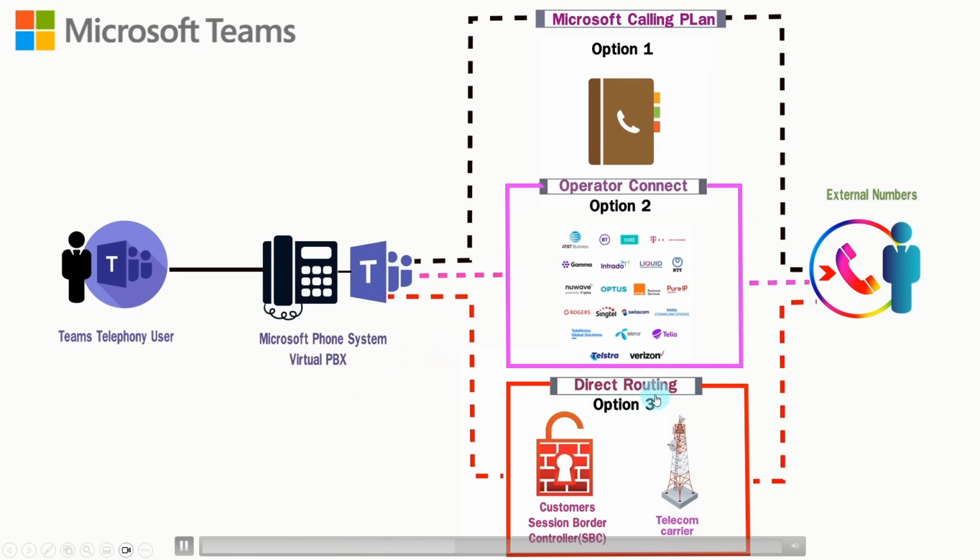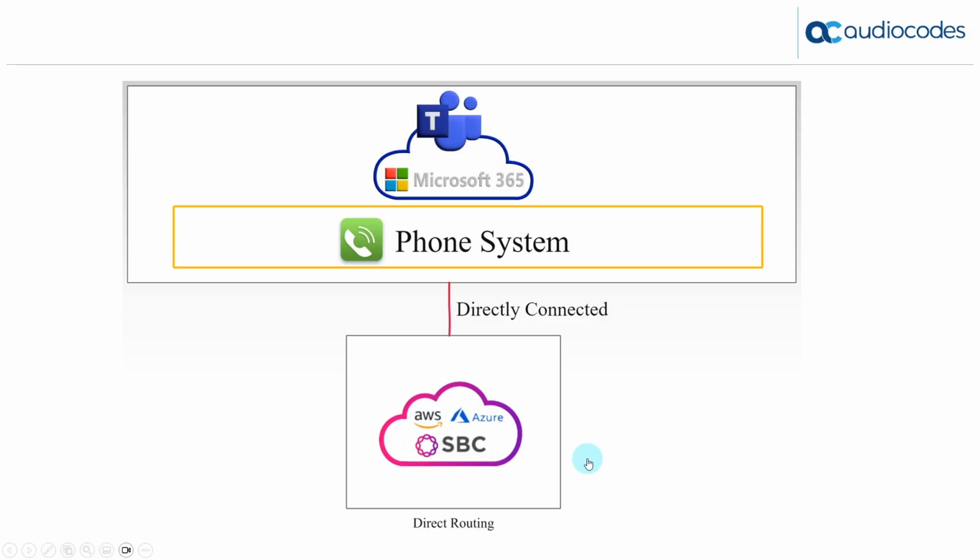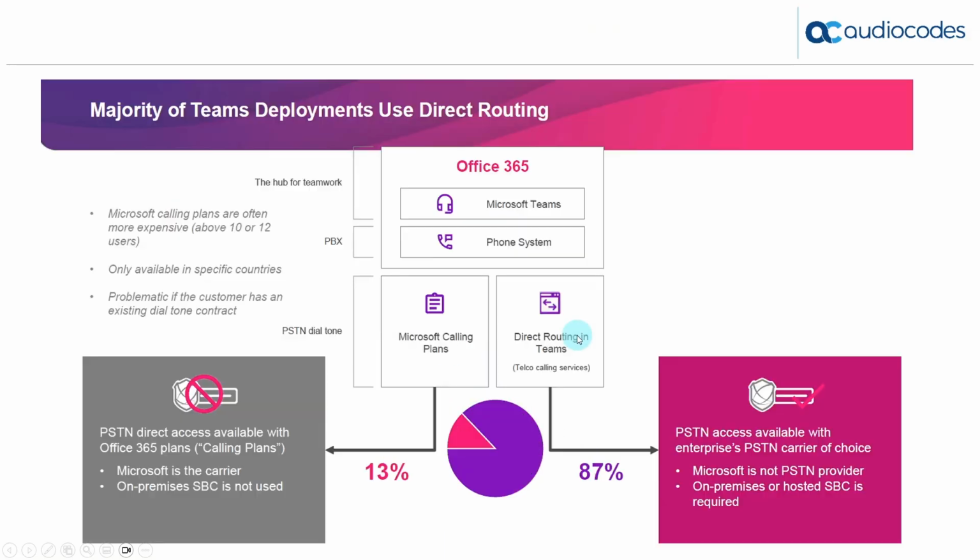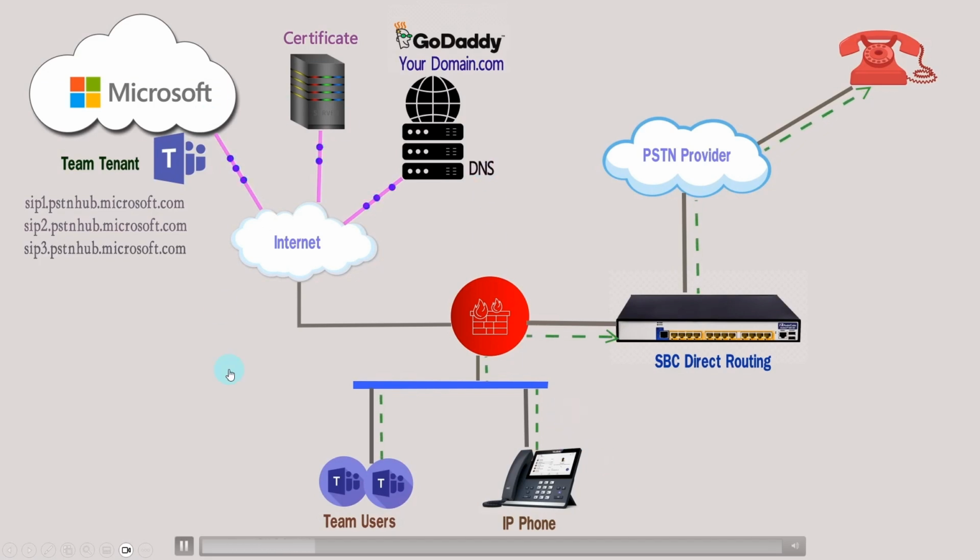So we are going to use direct routing option 3, where the SBC comes into the picture, which is directly connected to the IP phone system. Most organizations, 87%, are using direct routing. This is the architecture diagram. What are the prerequisites to connect Microsoft Teams with direct routing?